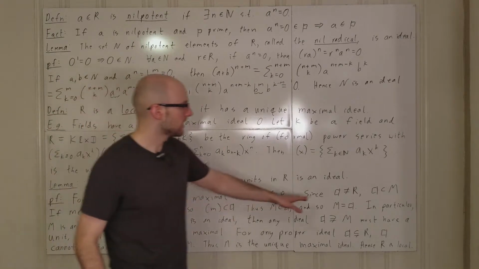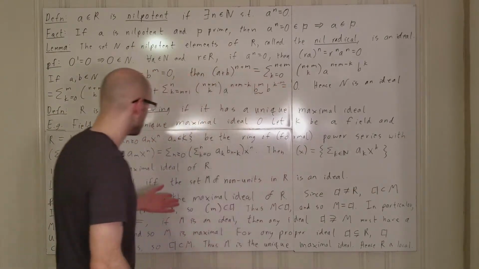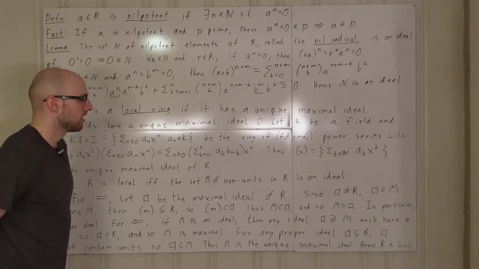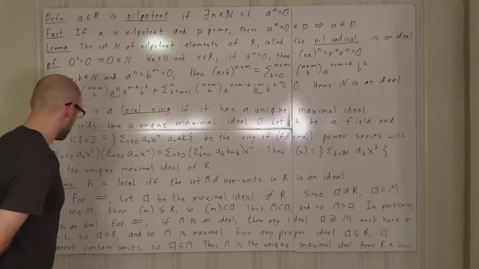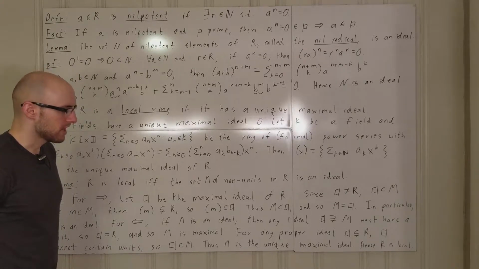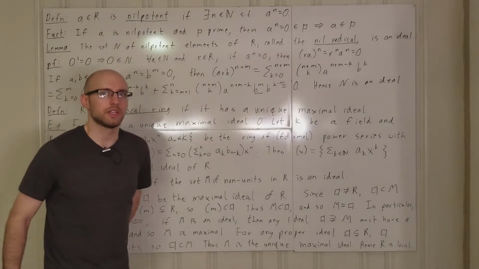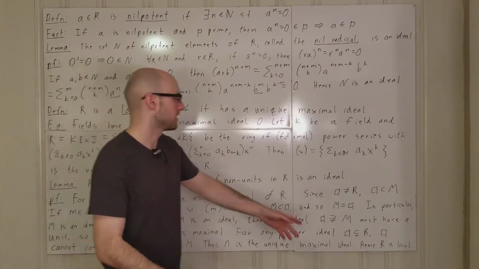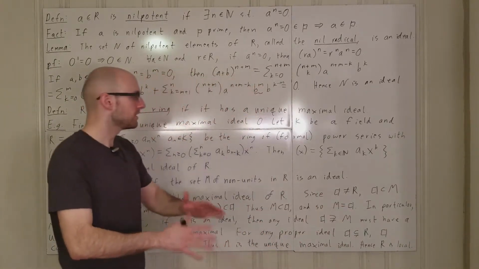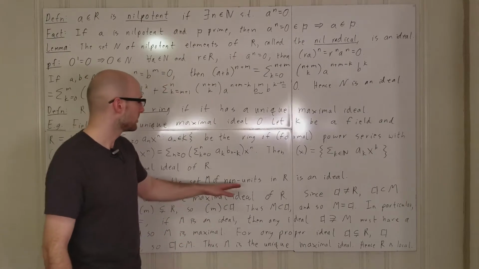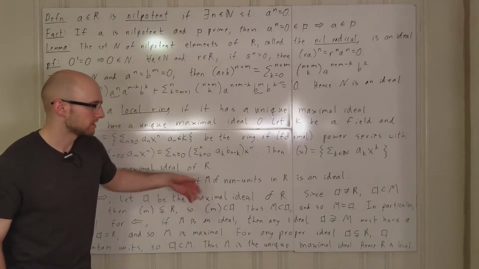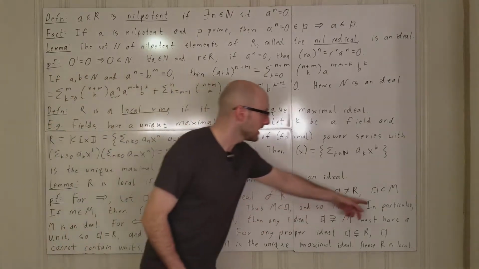Since A is not equal to R, A must be contained in M, because it cannot contain a unit. If it contained a unit, then it would contain 1, and then it would contain all of R. And so all of its elements are non-units, and therefore it's contained in the set of all non-units. Okay, so we have A is contained in M.